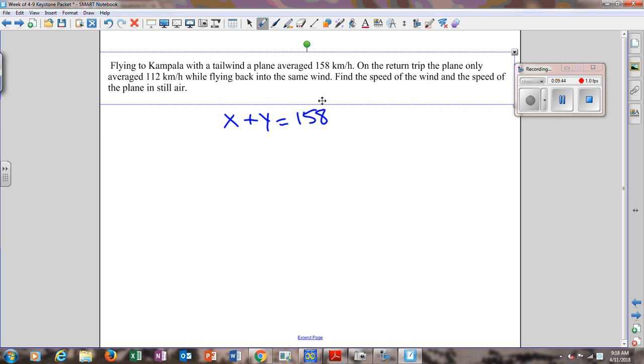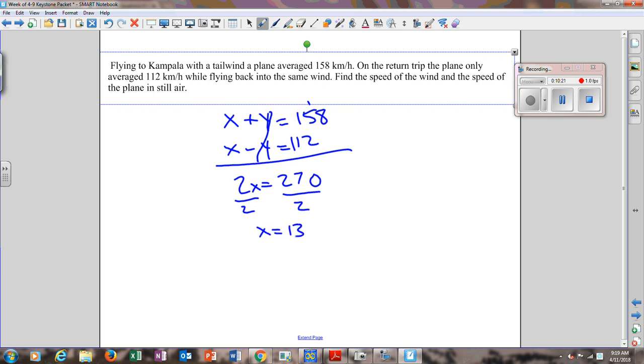Then on the return trip, the plane only averaged 112. So that's going to be x, speed of the plane, minus the speed of the wind to get 112. Now elimination is going to be the easiest here because we have a y that cancels with this negative y. And so we don't have to do anything with them. We just add them together. It gives me 2x equals 270. Divide by 2. You get x equals 135.